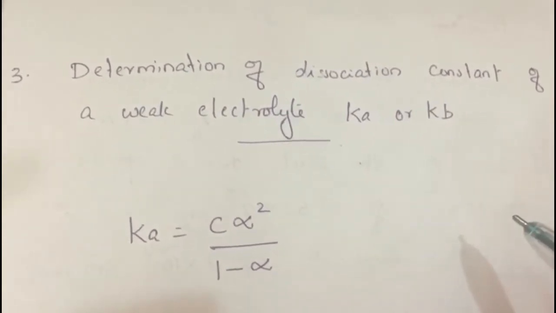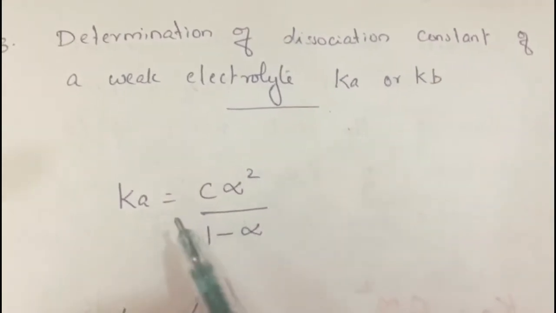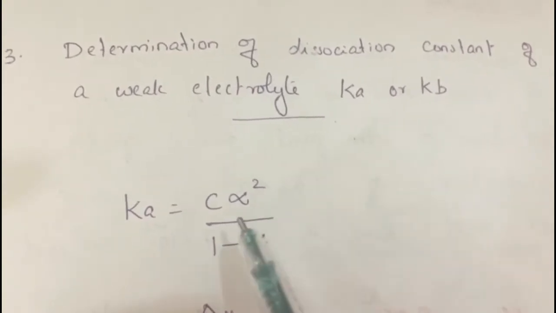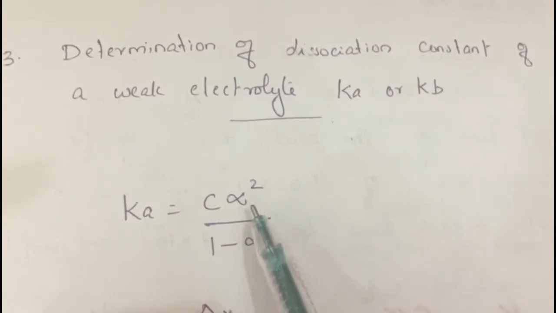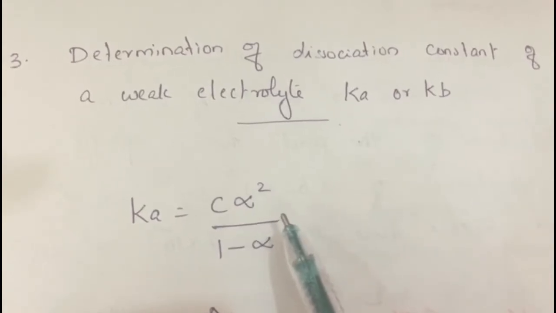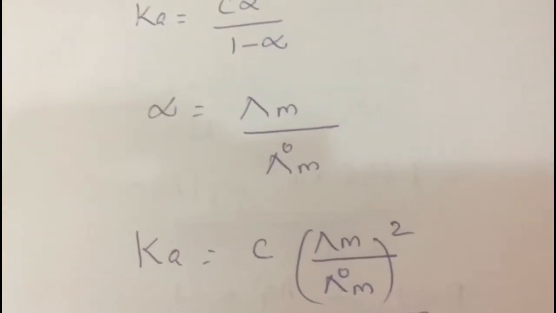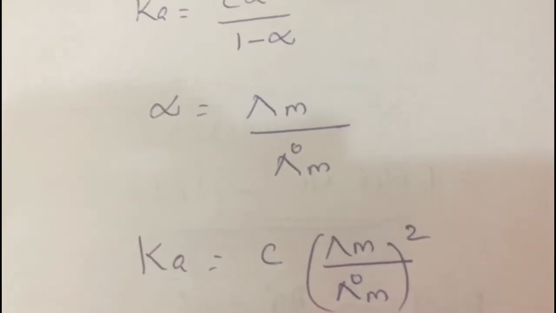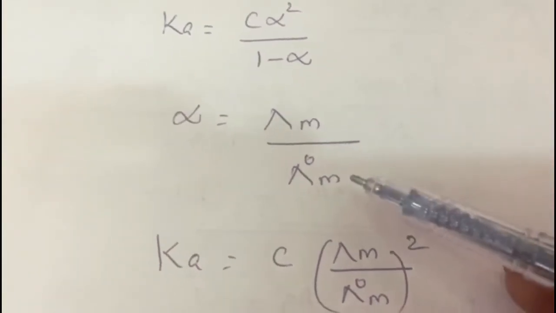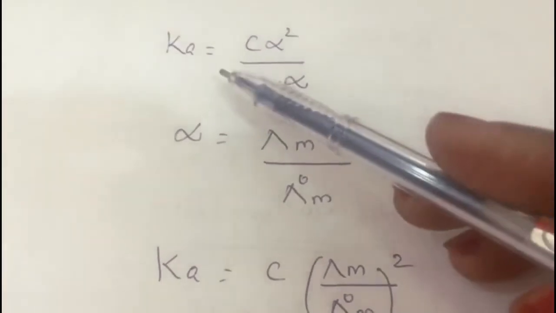The dissociation constant of weak electrolytes can be calculated using conductance measurement. We know dissociation constant Ka equal to C alpha square by 1 minus alpha. We know alpha is the degree of dissociation. The formula for alpha is lambda m by lambda 0 m, which we already studied in the previous class. Lambda m is the molar conductance at a given concentration and lambda 0 m is the molar conductance at infinite dilution. So substitute this value in the Ka.